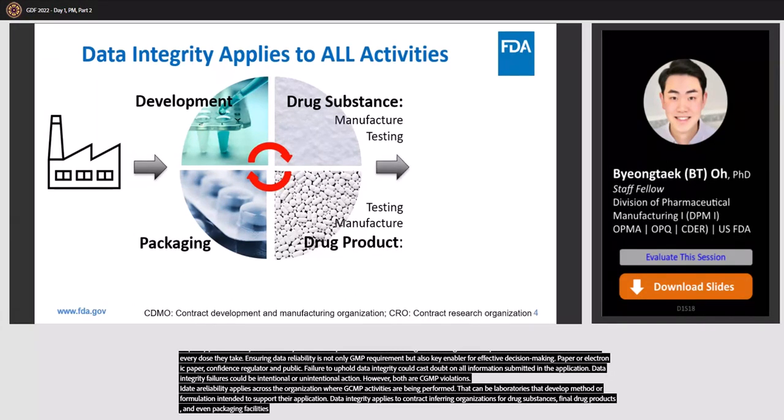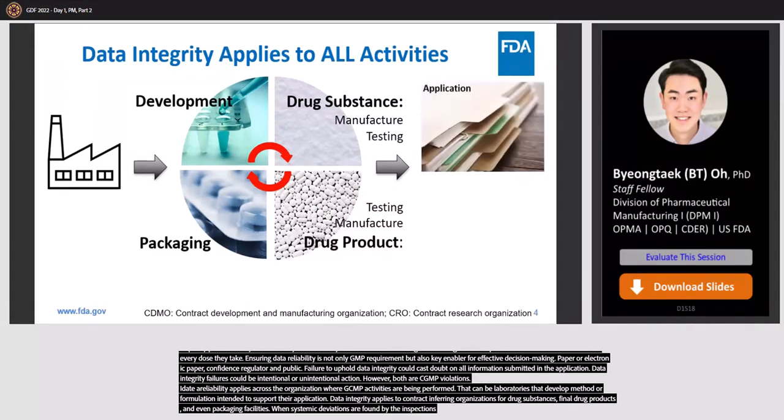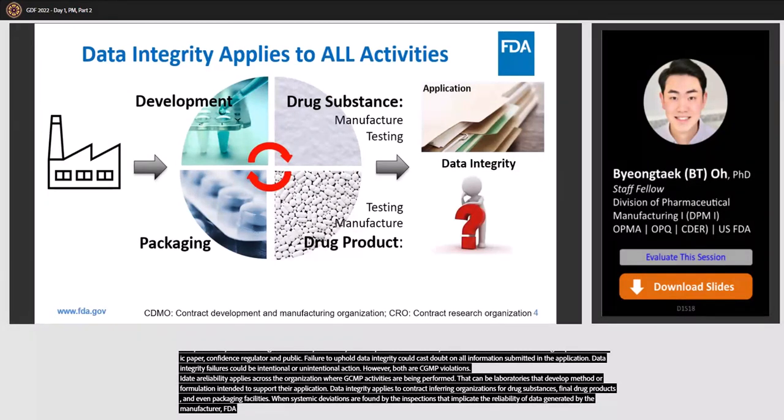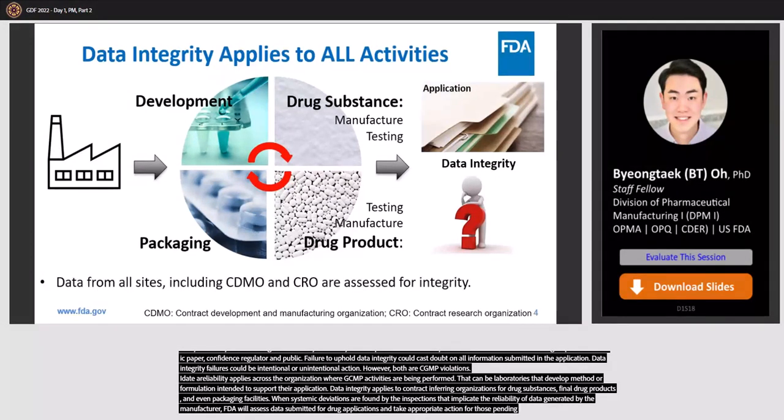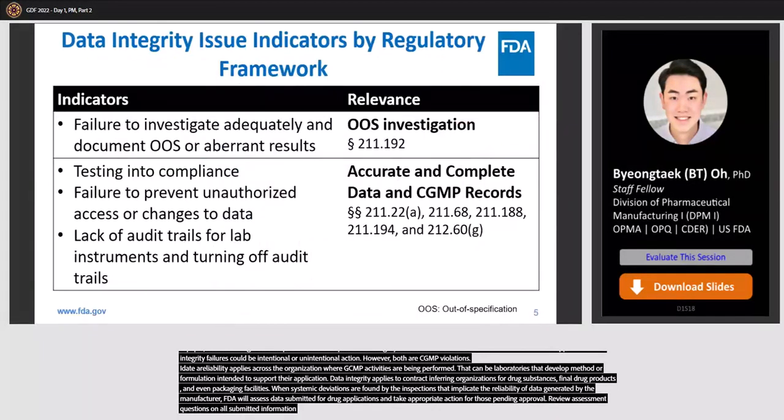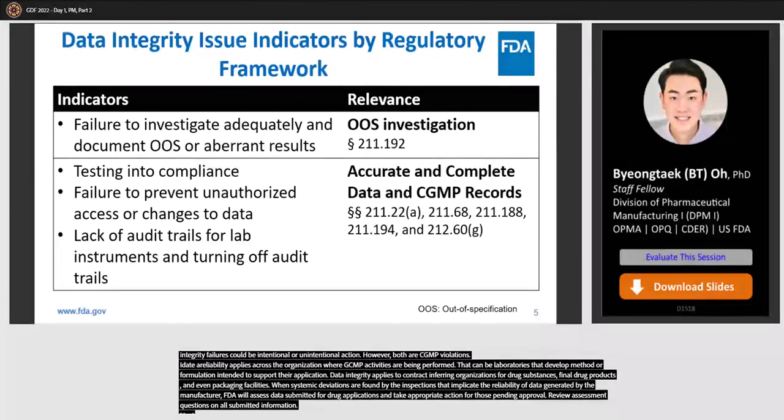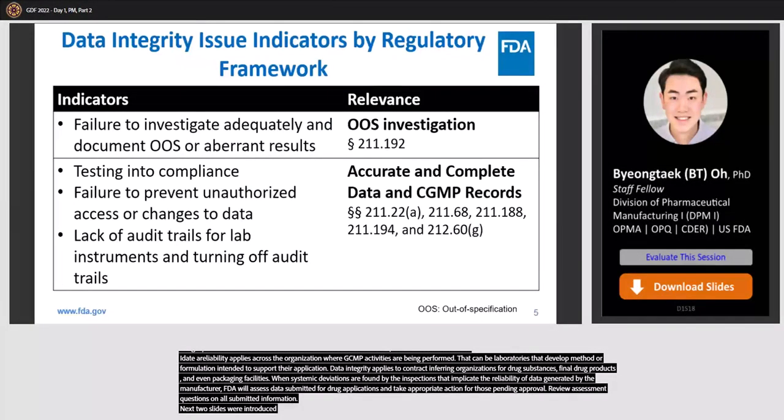When systemic CGMP deviations are found by inspections that implicate the reliability of data generated by the manufacturer, FDA will assess data submitted for drug applications and take appropriate action for those pending approval. Review assessment questions and doubt on all submitted information. The next two slides will introduce potential data integrity issue indicators by regulatory framework.